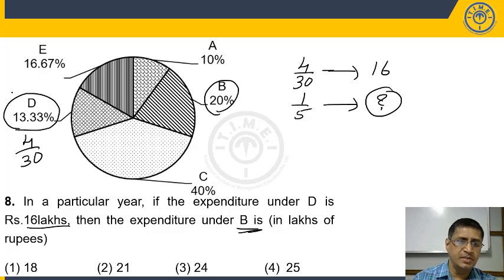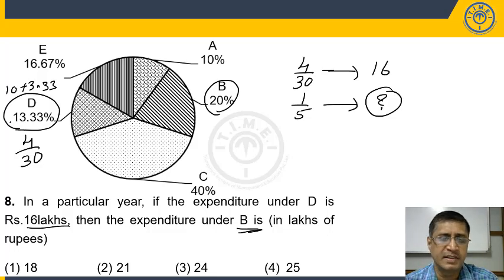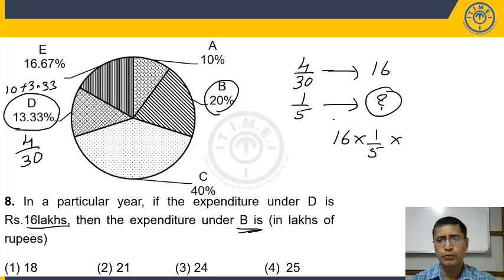So 13.33 means 10 plus 3.33%. 1 by 10 plus 1 by 30. Okay, sum of those two values is 4 by 30. Now just simplify this by doing cross multiplication. What is that? 16 into 1 by 5 into 30 by 4. Now the cancellation here, 4 goes exactly 4 times in 16, 5 goes exactly 6 times. The product of 6 and 4 is 24. The right choice is option 3. Third choice is the answer.